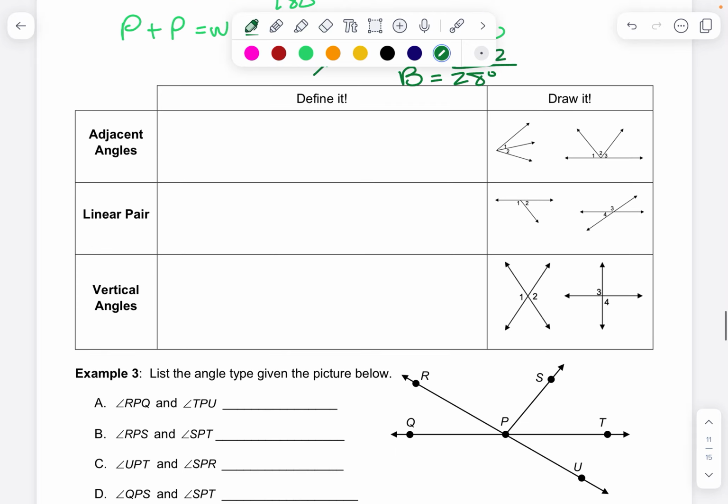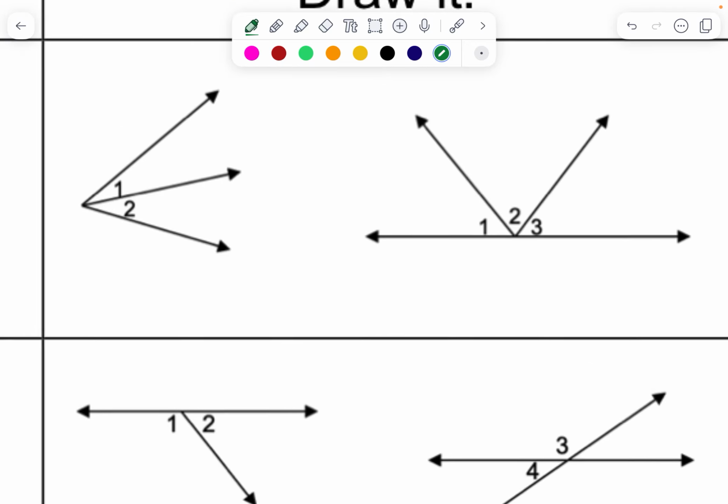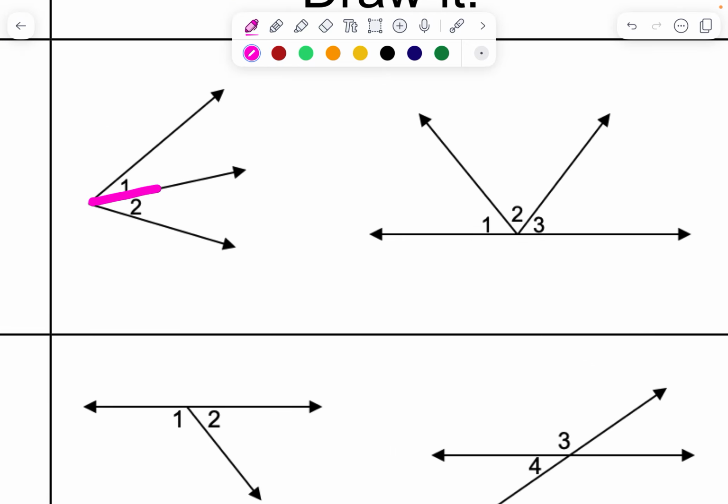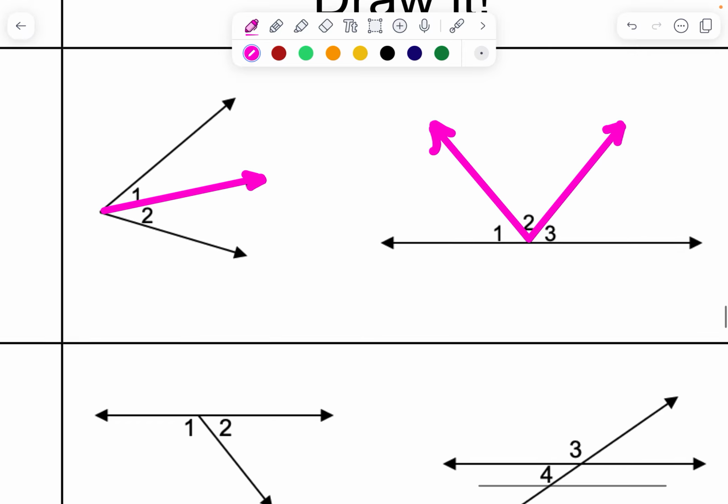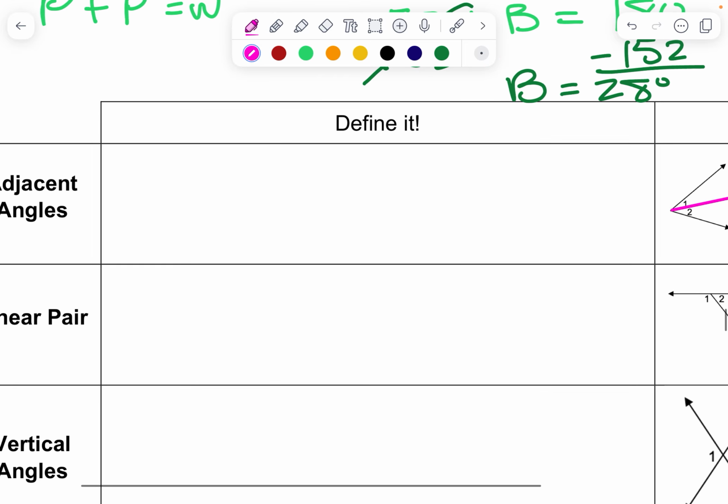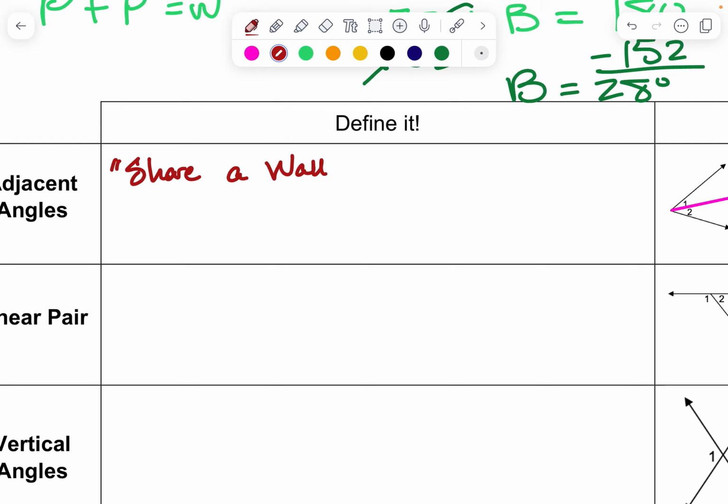Next, we've got adjacent angles, which I'm going to show you by the picture here to define them. Adjacent angles share a wall. Do you see how these two angles are sharing a wall? You see right here, angles 1 and 2 share a wall. Angles 2 and 3 share a wall. They are adjacent. When two angles share a wall, by geometry terms, that wall is what we call one of their rays. Okay, one of their rays is shared. So they share a wall.